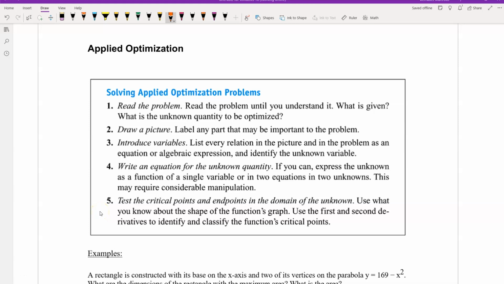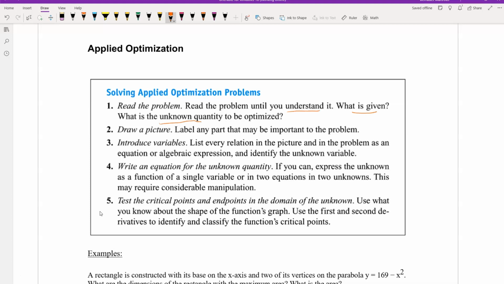Here in this section, we have applied optimization. Solving applied optimization problems, here we have steps. Step 1, read the problem. So here on this part, reading the problem until you understand it. We have to see what is given, and what is the unknown quantity to be optimized.